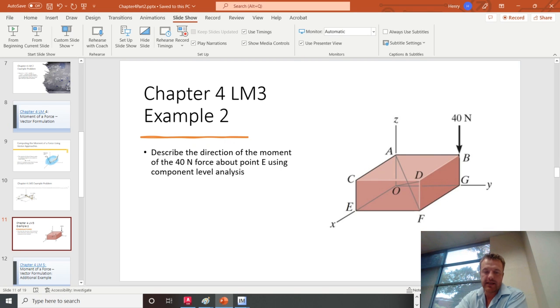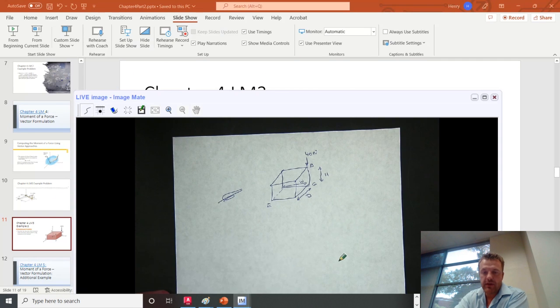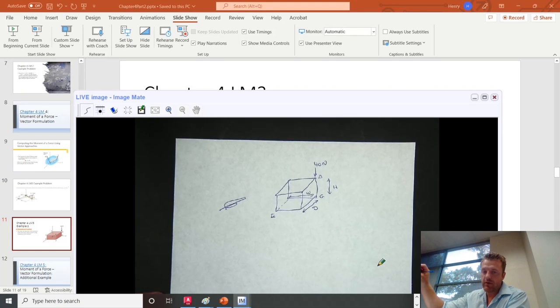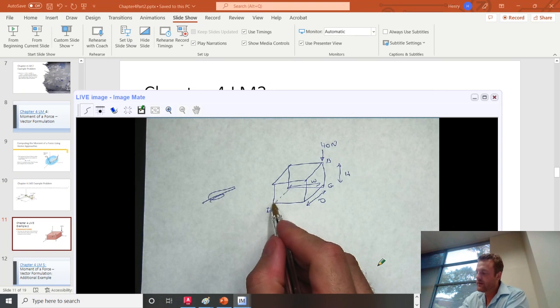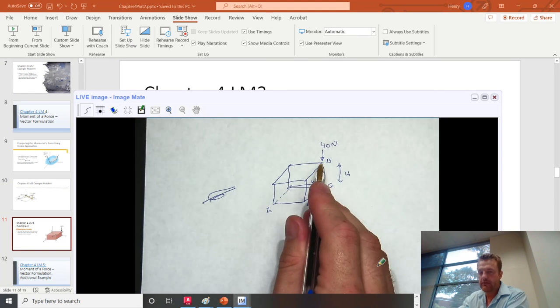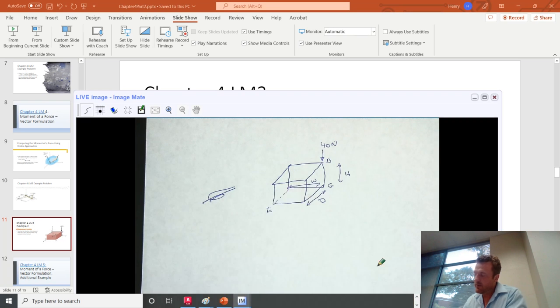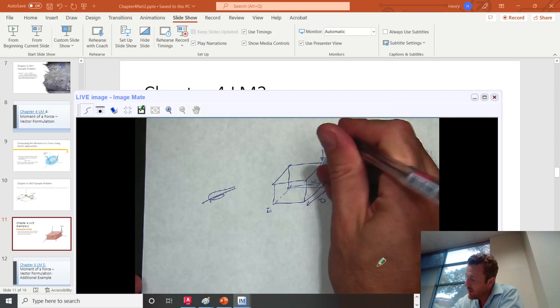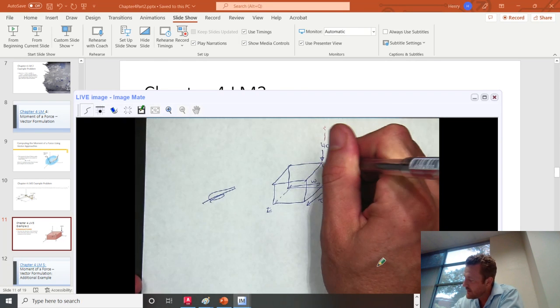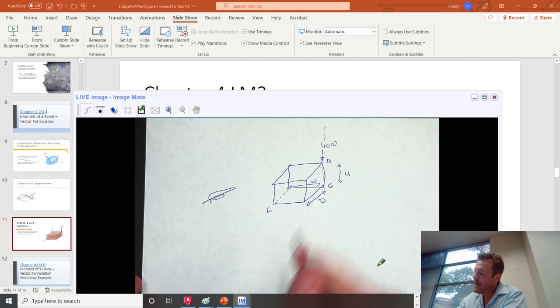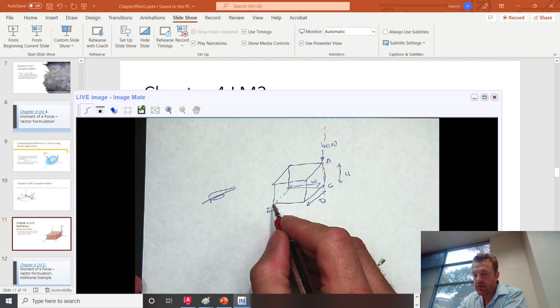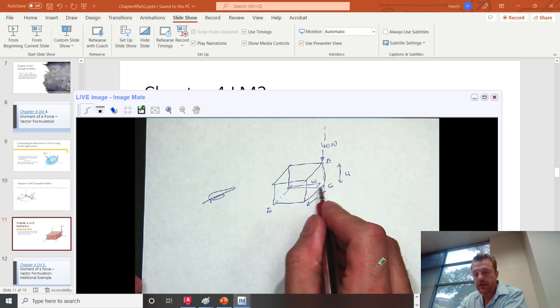So before we get started, let me ask you a question. When you're computing the moment of that 40 Newton force about point E, should you necessarily use a position vector from point E to point B? Well, clearly, if you went to point B, that would be a valid choice because it's along the line of action of that force, since it's the actual point of application. However, an easier approach, if you're computing the moment about this point, would just be to go to point G.